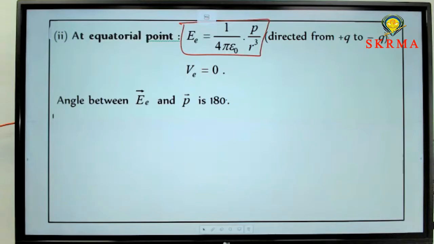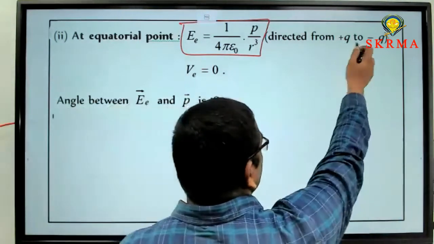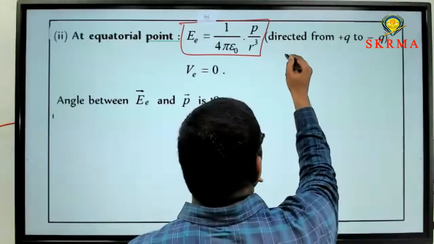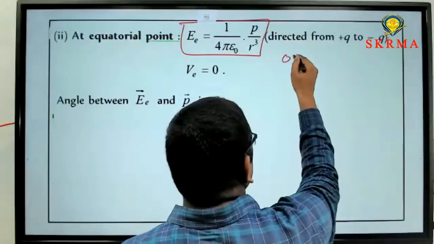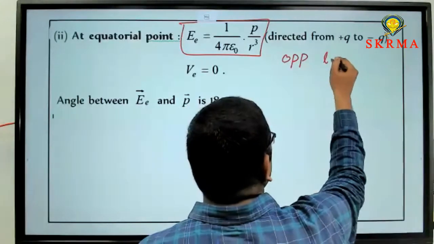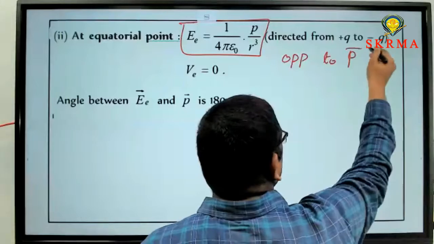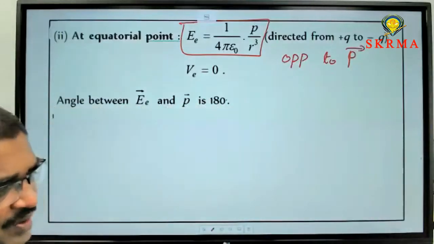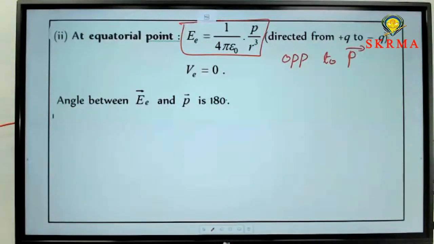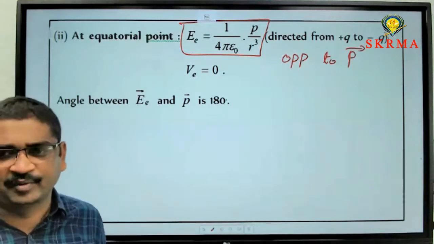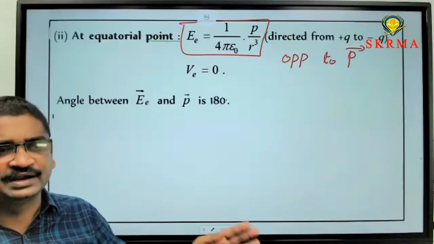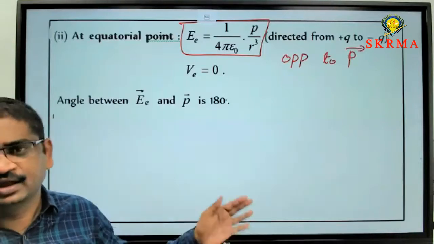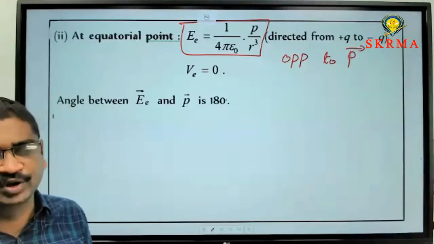Next, direction: from plus q to minus q, we can write this as opposite to the dipole moment p bar. So on equatorial line, what is the direction of electric field? That is opposite to the dipole moment. Just remember that. So electric field direction is opposite to the dipole moment on equatorial line. On axial line, same as dipole moment.